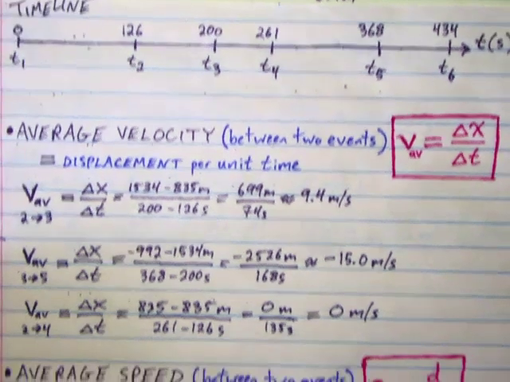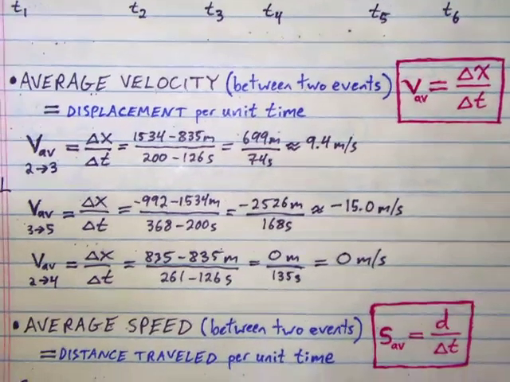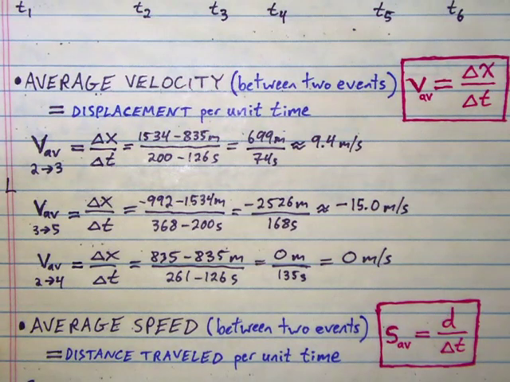Okay, the next idea, average speed between two events. Slightly different, but this is related to the difference between displacement and distance. The average speed between two events, and we can represent it by a lowercase s with a little av for average, is your distance traveled per unit time. So distance traveled divided by time interval.